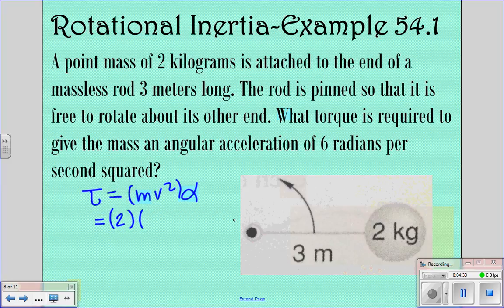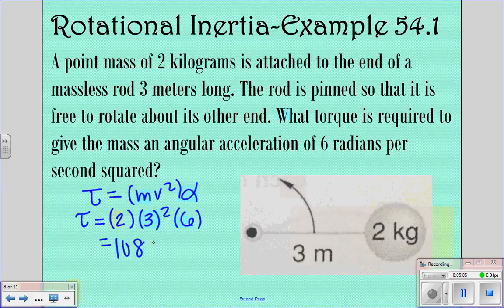Our radius is 3. That's the distance from the center. So we do 3 squared. And then our angular acceleration is 6. And so we are looking for our torque. If you multiply those together, you're going to get 108.